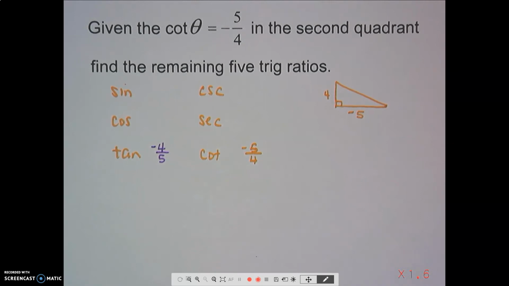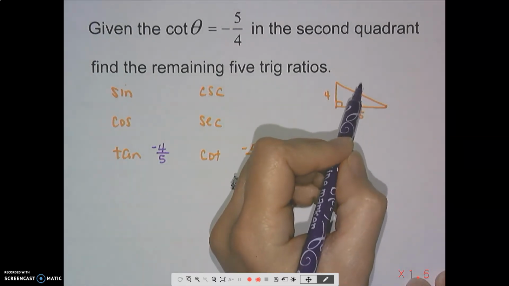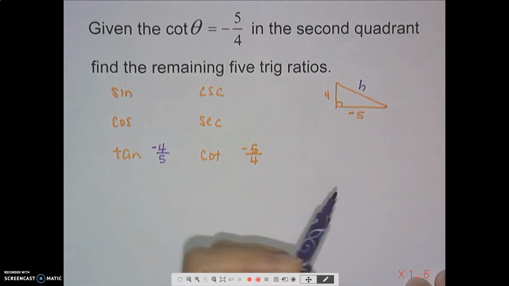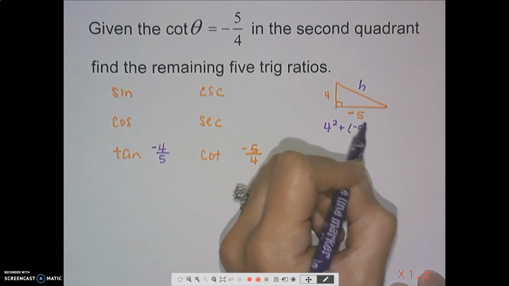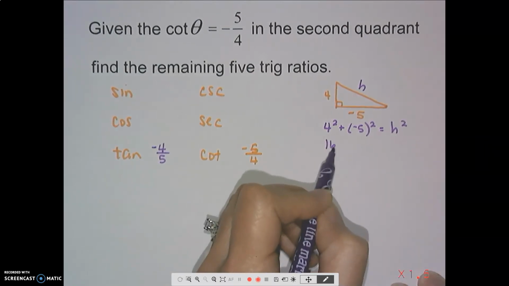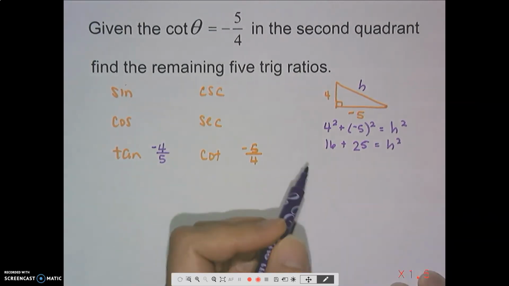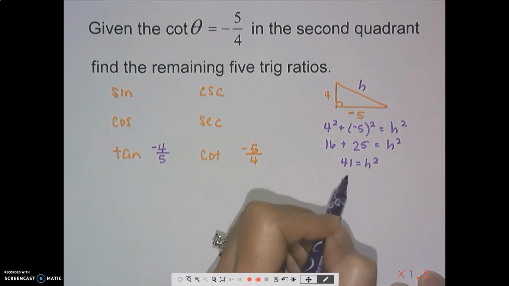All right, so now we are going to find the third side of this triangle before we go any further. Here, this is our hypotenuse, so I'm just going to call it H. You can use whatever letter you want. So we know that 4 squared plus negative 5 squared equals H squared. So 16 plus 25 equals H squared. 16 and 25 makes 41. So that means that H would equal the square root of 41.